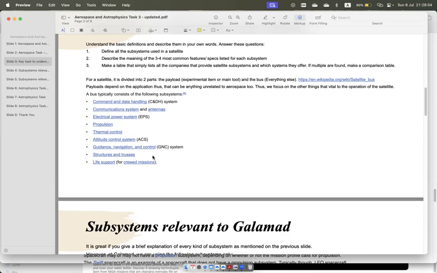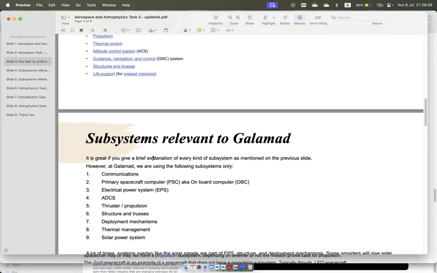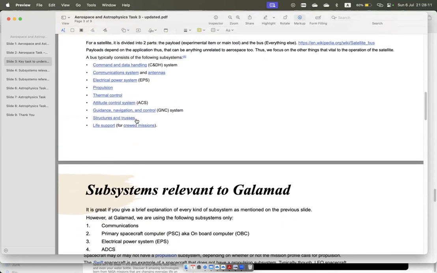So there is a subsystem that is called structures, thermal and mechanisms. Again, the names are different depending on the company. For us, sometimes we say structures and trusses. Sometimes we combine structures with the thermal, for example. So in our case, the way that the work is actually distributed is that the person working on the structures is also the person that handles the thermals.